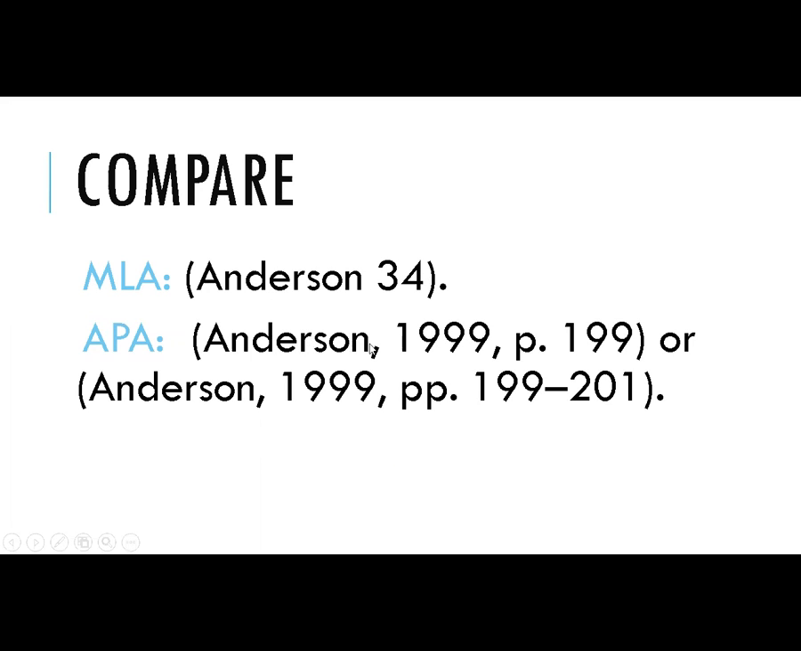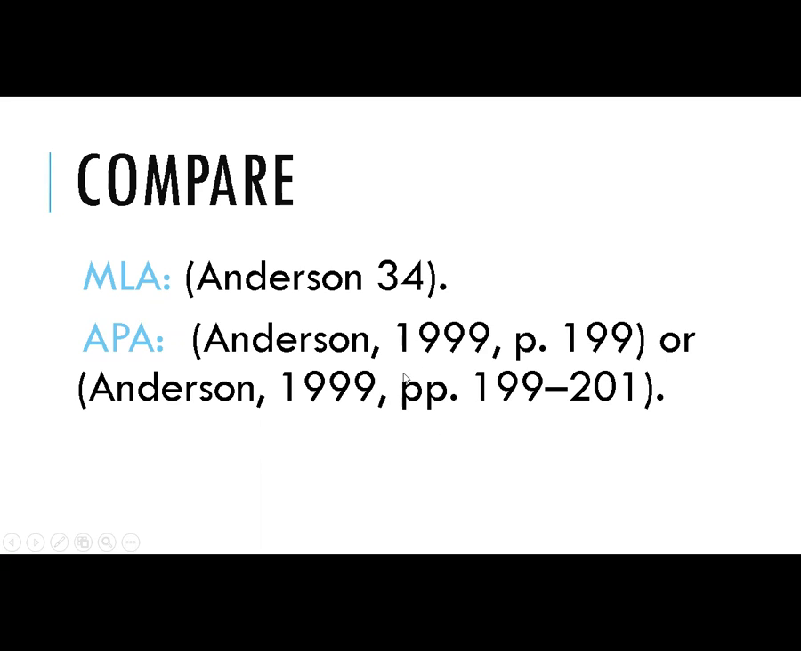And right here is an APA. So that's a lot different. They want to know the author's last name, a comma. They want to know the year. Remember, in science, the year is pretty relevant when it comes to research. And then the page number. So I just wanted you to see the difference.